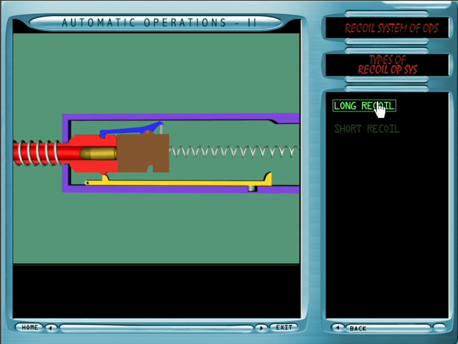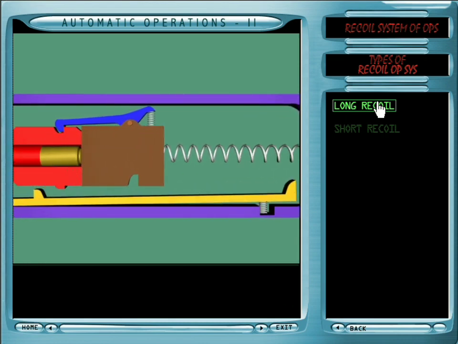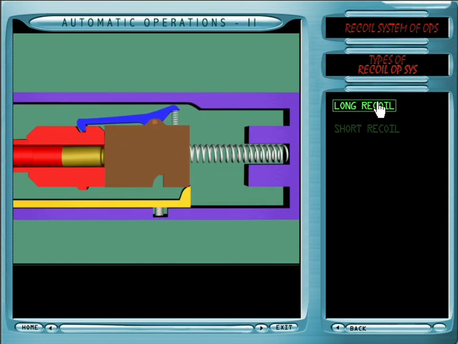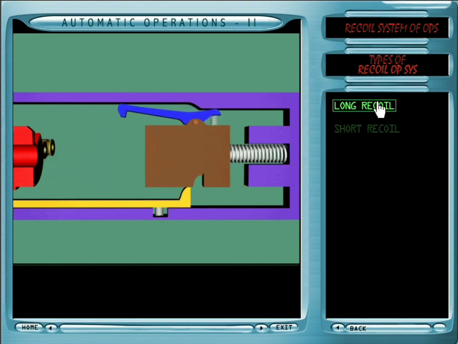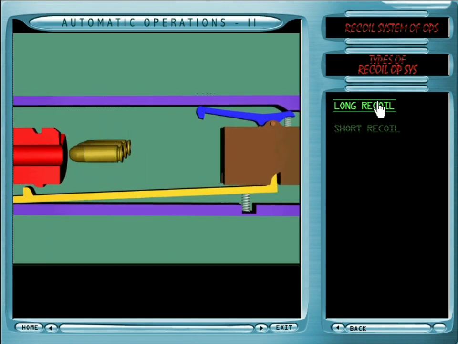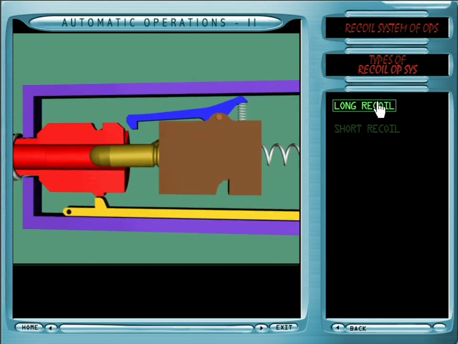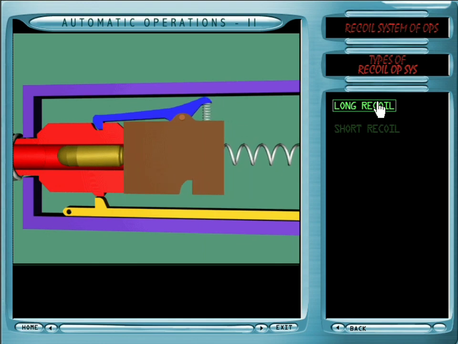Long recoil. When the round is fired, because of the recoil energy, the breech block and the barrel move backwards. The breech block is locked to the barrel. When the breech block reaches the extreme limit of its rearward movement, it contacts the limiter, which locks the toggle joint lock. The limiter limits the movement of the barrel in the rearward direction. The barrel becomes free, or is unlocked, to move forward with the help of its spring.